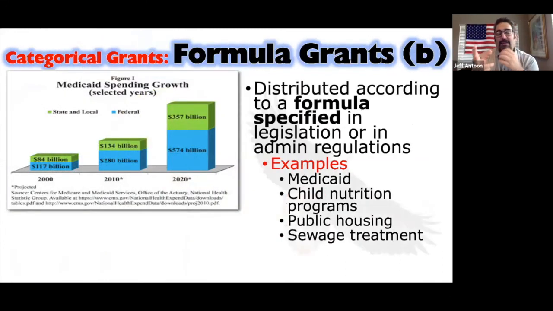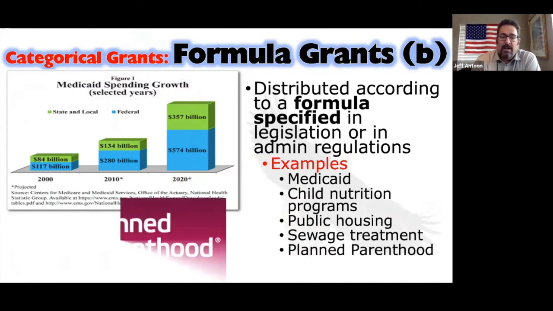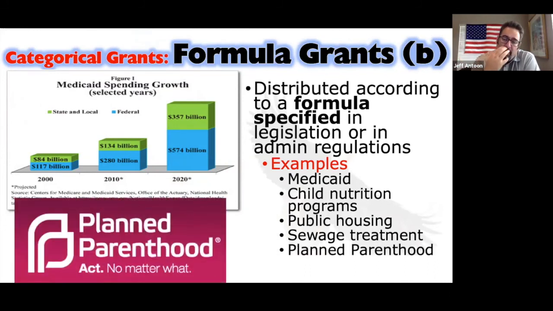And then there's a second type of categorical grant called a formula grant. This is distributed with a formula specified, a mathematical formula. You could see Medicaid is done this way, child nutrition programs. They could study maybe Austin ISD, and they could say, here's the poverty level in Austin ISD, and they're using that formula, how many families are below the poverty level, to determine how much grant money you're going to get as a city or as a district. So you could see how that's done. And Planned Parenthood is one of the formula grants as well.